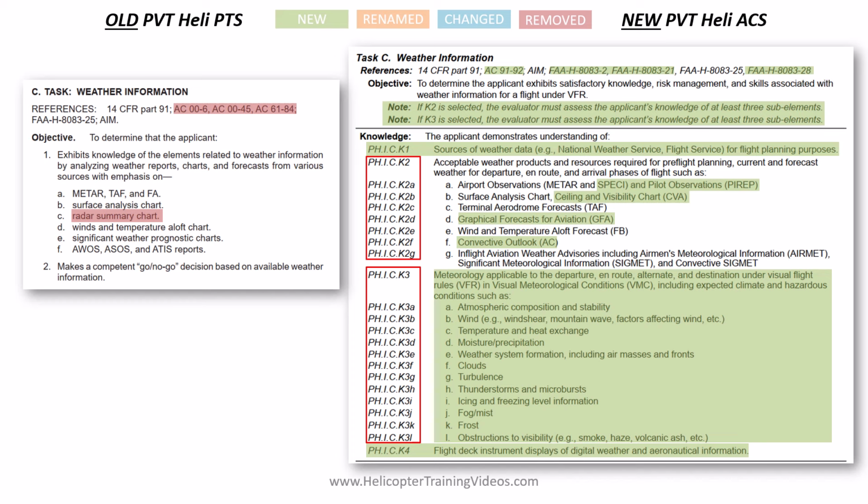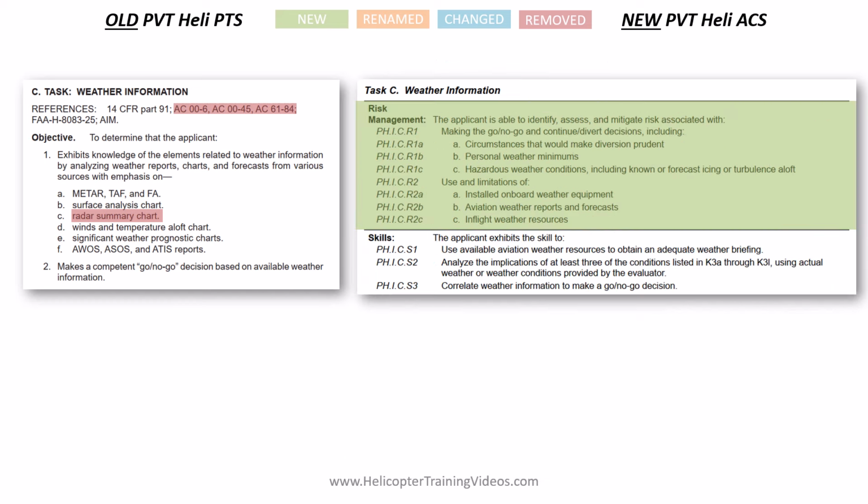And because this is a long section, we split this into 2 slides. Here we have some specifics to be thinking about in risk management, what might cause a diversion, also talking about personal minimums. So make sure you have your personal minimums written out. Don't try and work these out on the fly. Also talks about forecasting hazards, known icing.